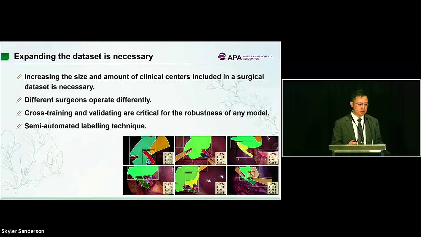How should we do it? First we have to increase the size and number of clinical centers, including different surgical groups and teams, in the data set.